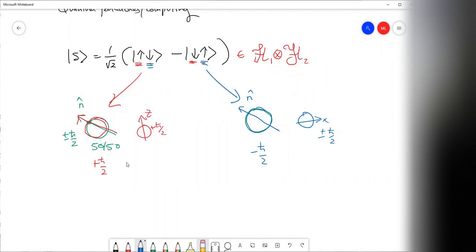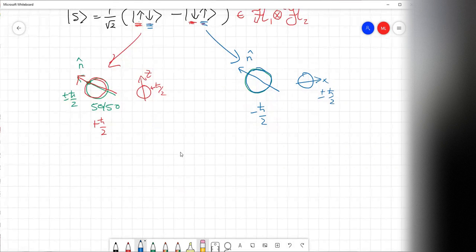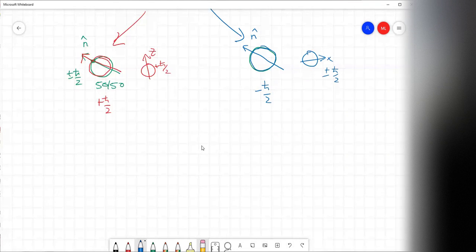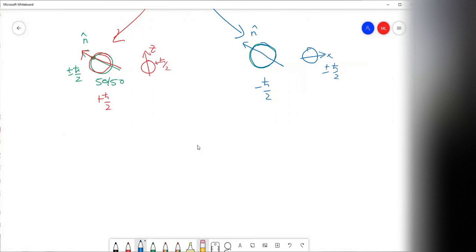It's a way of formalizing this idea that this direction of the spin doesn't have a real aspect to it. It's not an element of reality. It's just not a feature of nature. There's no such thing as the orientation of the spin.